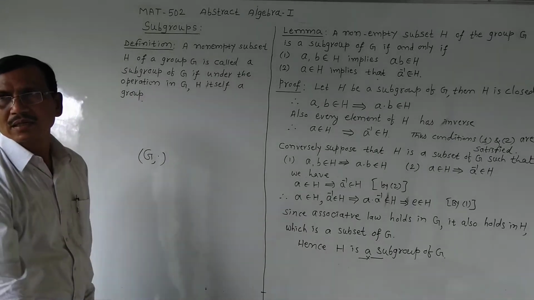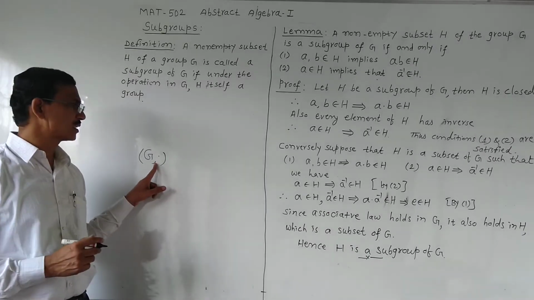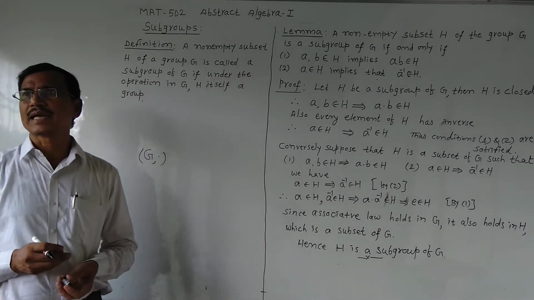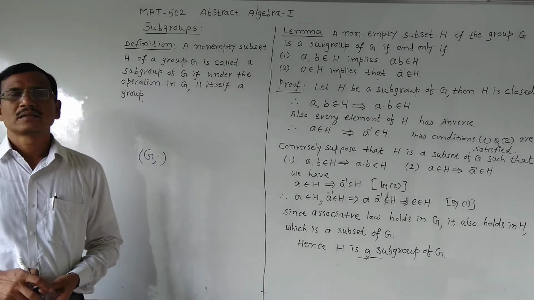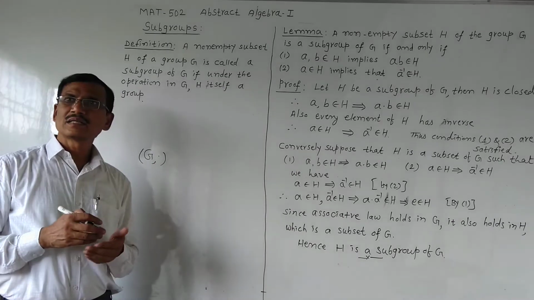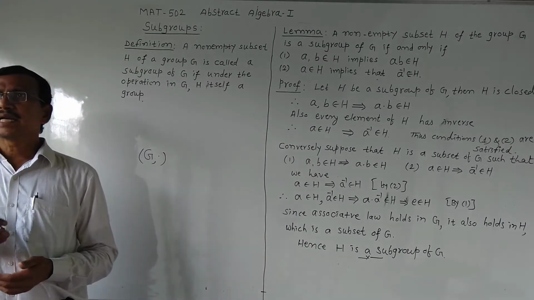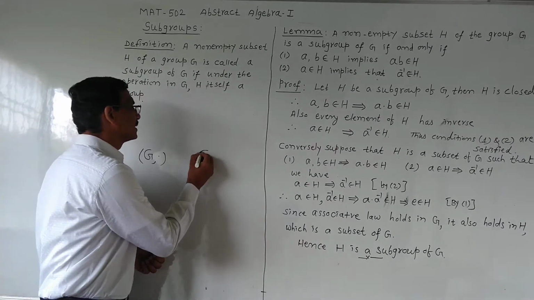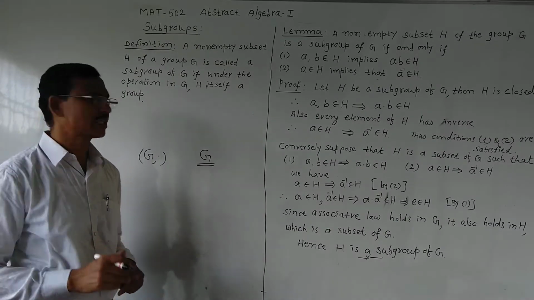If we consider G is a group with respect to binary operation dot, then we know that every set is a subset of itself. Therefore, (G, ·) is a group again. That means (G, ·) is a subgroup of (G, ·). Means G is a subgroup of G itself. Okay, G is a subgroup of G itself.